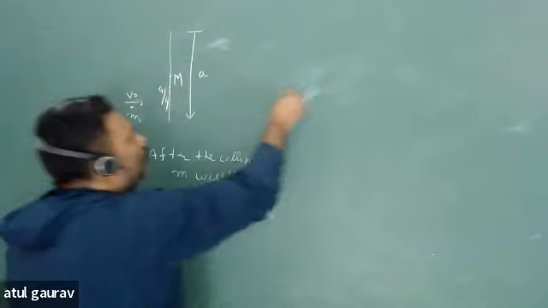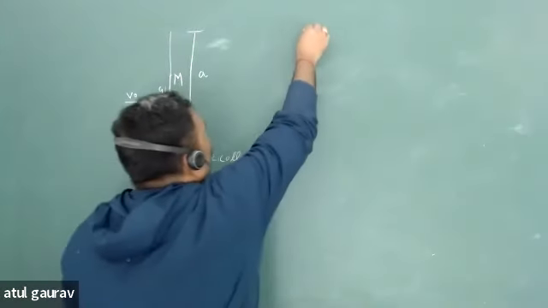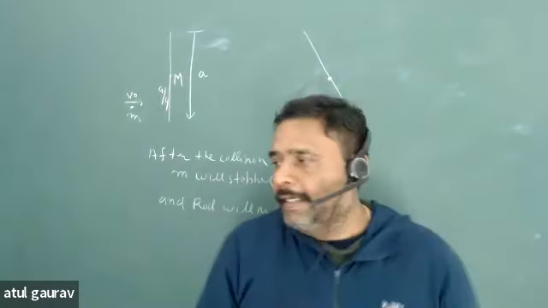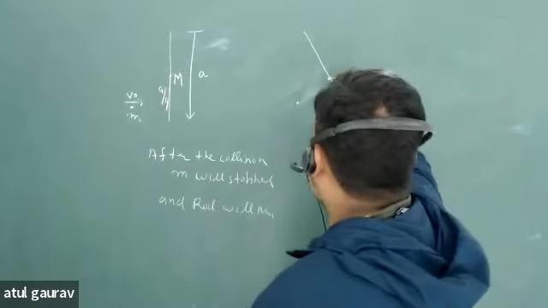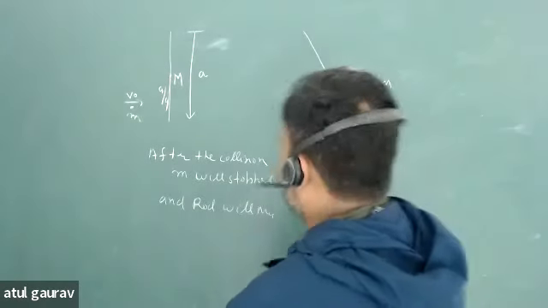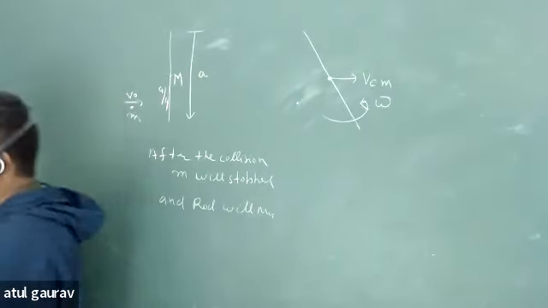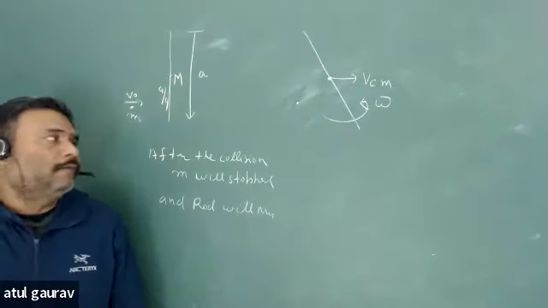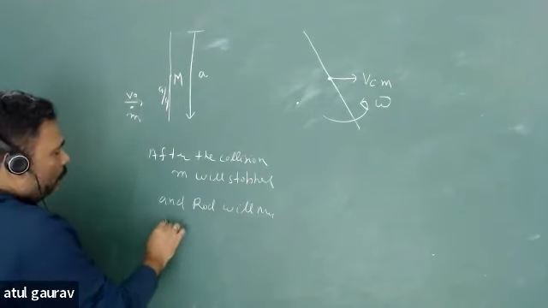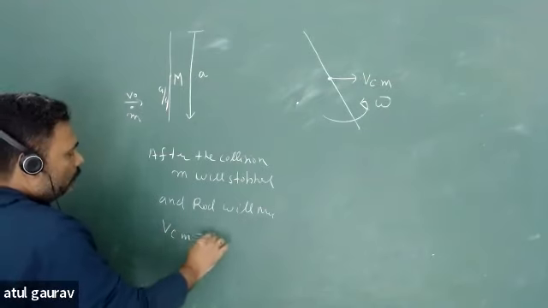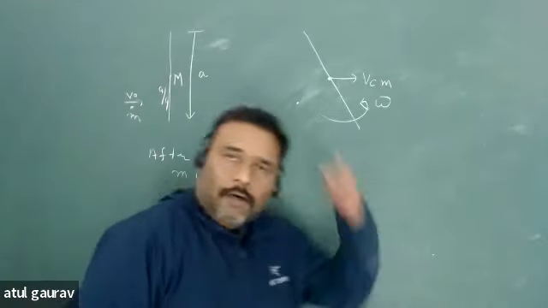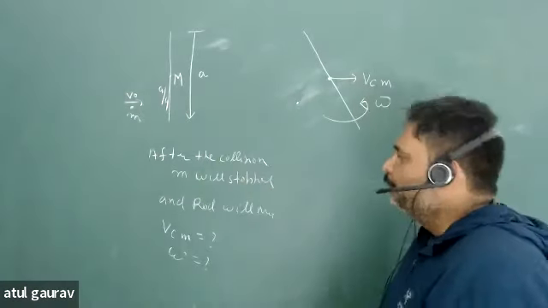क्या हो रहा है? आफ्टर द कॉलिजन m रुक जा रहा है और रॉड कुछ मूव करना शुरू करेगा. एंड व्हेन इट इज गोइंग टू मूव, इट हैज सम लीनियर वेलोसिटी एज वेल एज सम एंगुलर वेलोसिटी. सो इसमें सम लीनियर वेलोसिटी और सम एंगुलर वेलोसिटी है. सो व्हाट यू हैव टू डू, you have to calculate what is your VCM and what is your omega. आपका VCM क्या होगा और ओमेगा क्या होगा?